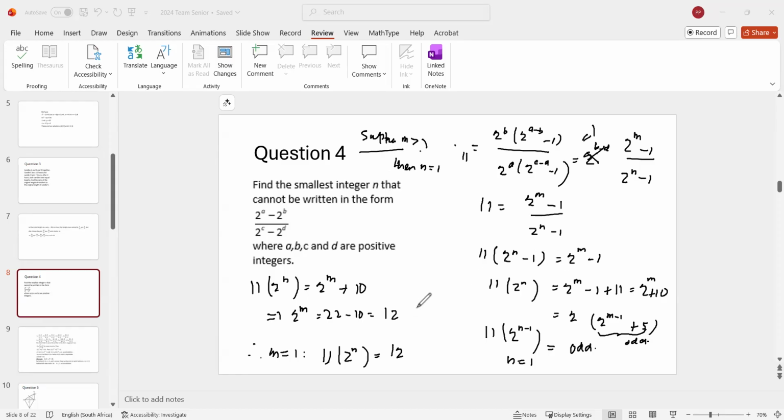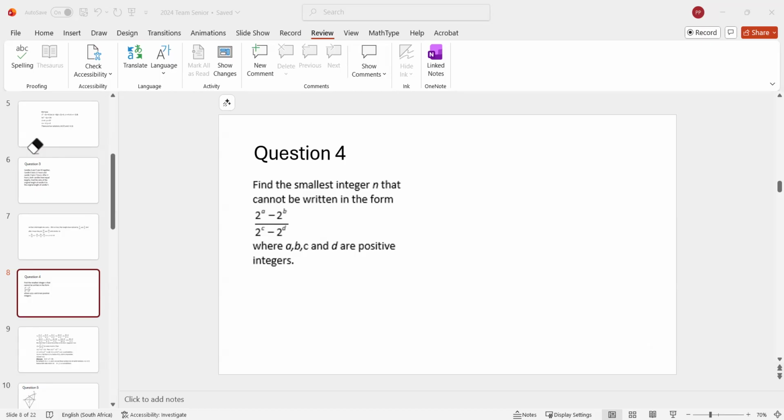Right. And therefore, 11 cannot be written. That was the assumption that we made. It cannot be written. We said it can be written. And we came to a situation where we meet a dead end no matter which way we look. All right. So what does this mean? It means that 11 is the smallest integer that cannot be written. All the other ones we showed can be written.